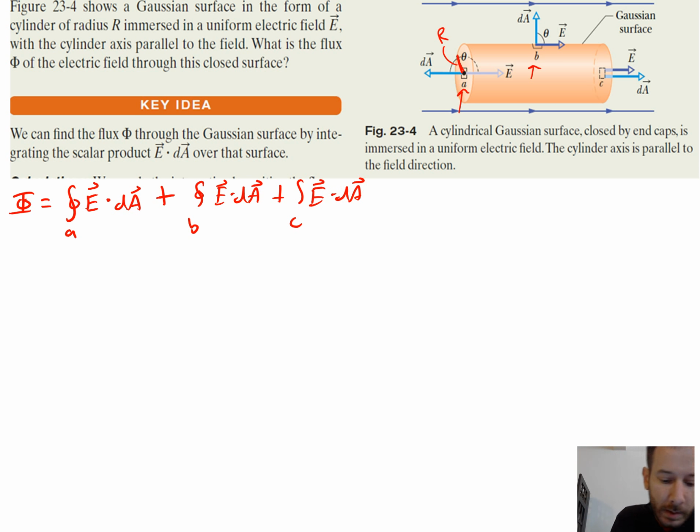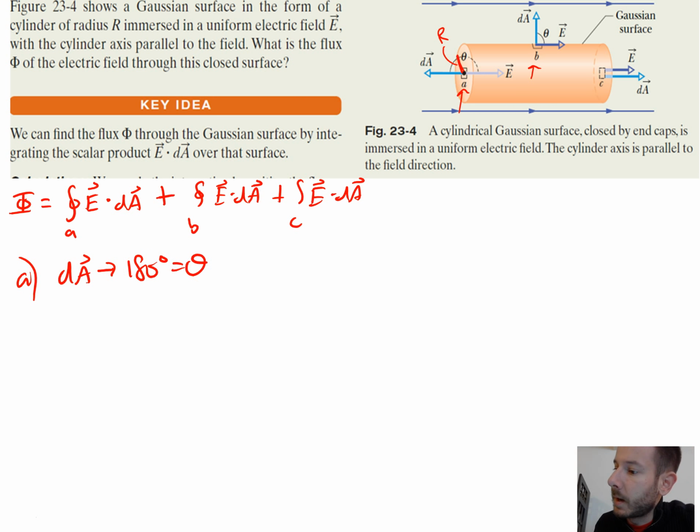All right, so let's look at these one at a time. All right, so if we just have A, well, our area vector is going to be 180 degrees away from our electric field. Our electric field is to the right, our area vector is pointing to the left in this case for the left face, so our angle is going to be 180. Right, so our dA element is going to be 180 degrees, which is theta.